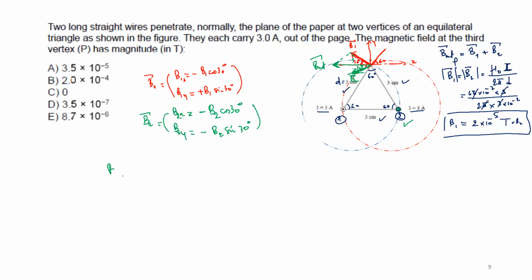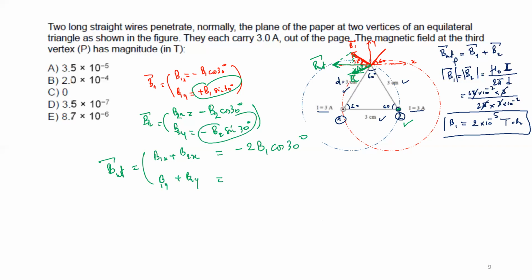Now, B net, if I add them, will be B1x plus B2x, B1y plus B2y. You see that B net will give you minus 2 times B1 cosine 30 degrees along x, and along y, 0. They are opposite to each other. Of course, I knew that: this part and this part are opposite to each other, so 0. So my B net is purely along x, so I know the direction. B net is along x, and I know the magnitude.